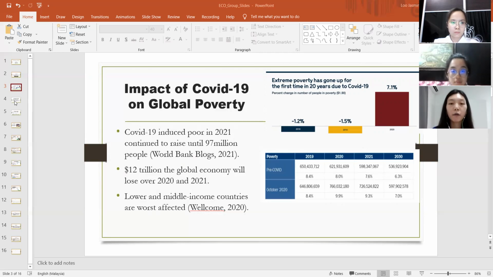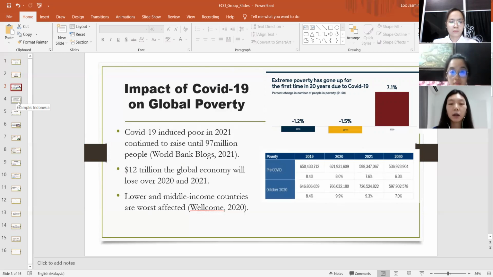As you can see from the second diagram, when COVID-19 started to spread, the poverty number rose compared to 2019. The 2020 figure is 144 million people higher, from 621 million to 766 million. The prediction of a declining poverty number was totally affected by COVID-19.